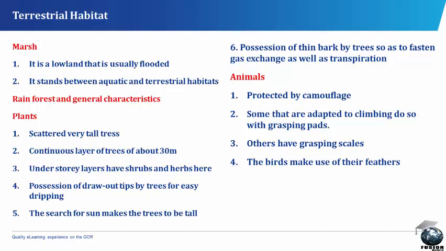Animals in the rainforest are protected by camouflage. Some that are adapted to climbing do so with grasping pads. Others have grasping scales. The birds in the rainforest make use of their feathers.